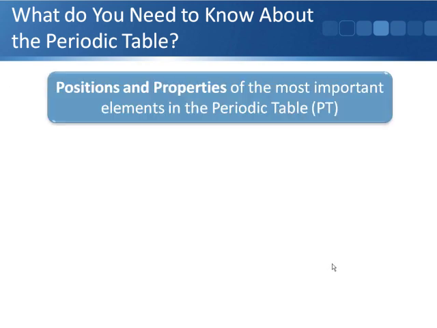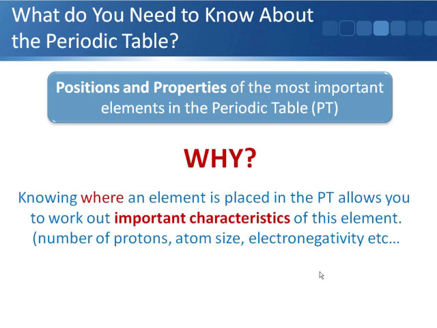And I posed the question, why do we need to know the positions of elements within the periodic table? And I do say to you that you need to be very familiar with the positions and the properties of the most important elements in the periodic table. And the reason for this is that knowing where an element is placed in the periodic table allows you to work out its important characteristics, so things like the atom size or the electronegativity.